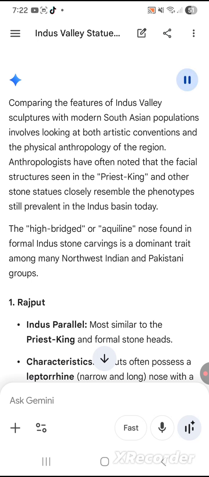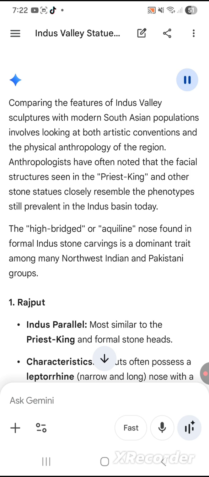Comparing the features of Indus Valley sculptures with modern South Asian populations involves looking at both artistic conventions and the physical anthropology of the region. Anthropologists have often noted that the facial structures seen in the priest king and other stone statues closely resemble the phenotypes still prevalent in the Indus Basin today.